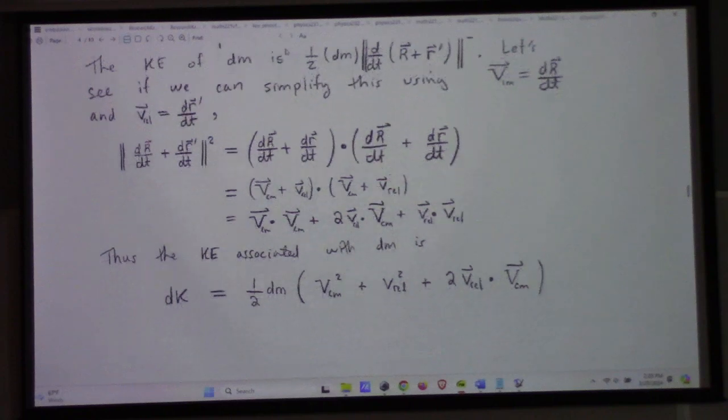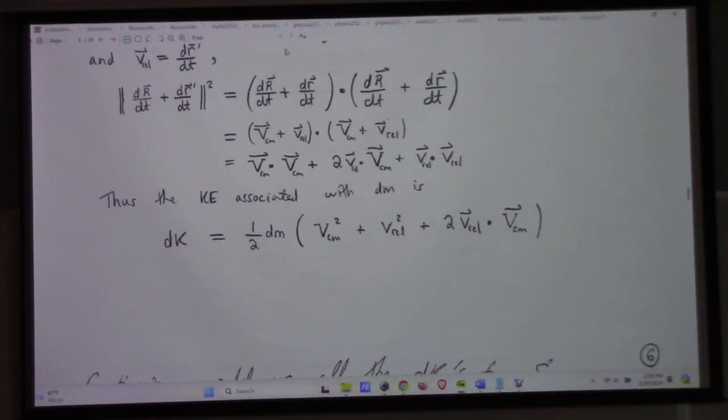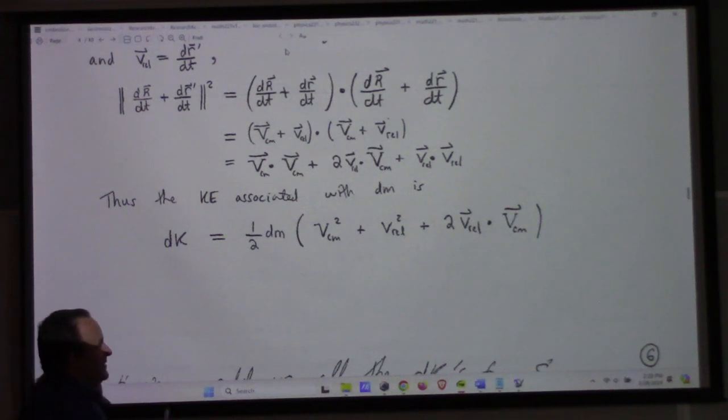So in short, the little bit of kinetic energy associated with a little bit of mass I was talking about is this.